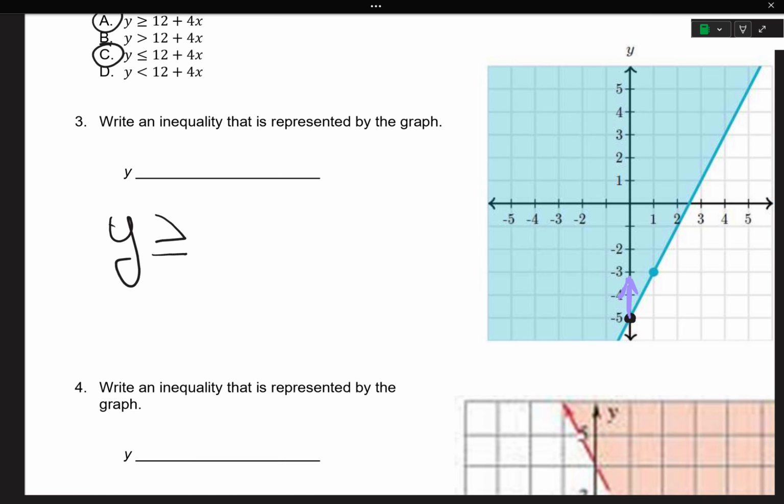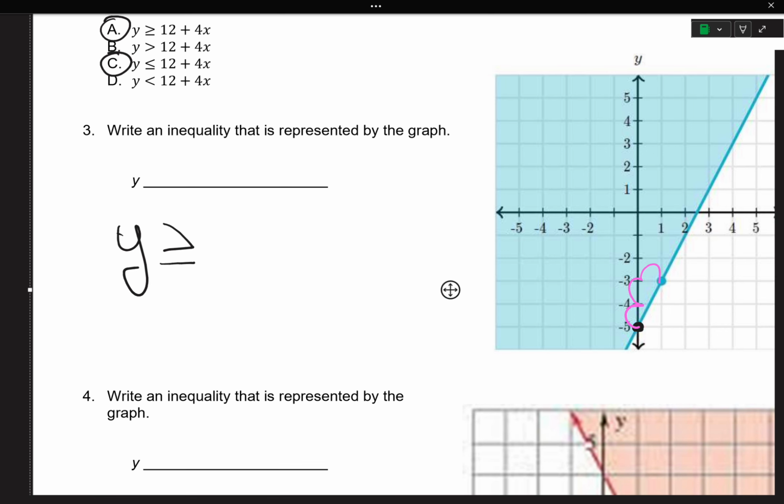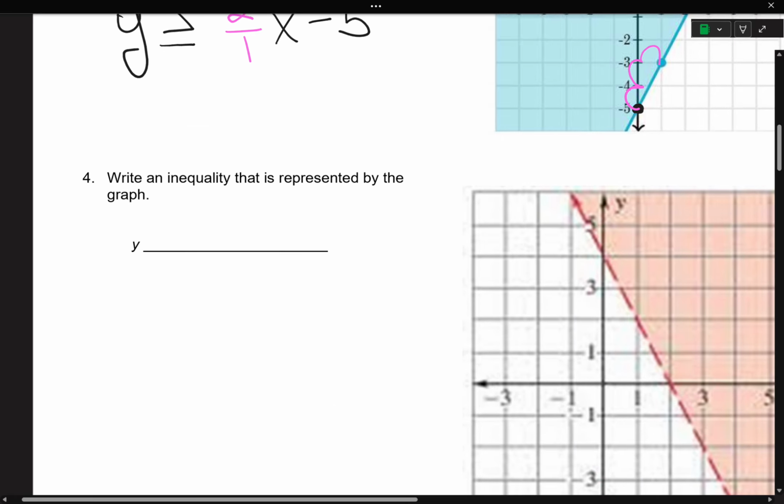Okay, now let's count the slope. It looks like we're going up 1, 2, and to the right 1. So our slope is 2 over 1. Let's put an x next to it. And then our y-intercept is -5. That's it. Let's try that again in number 4.